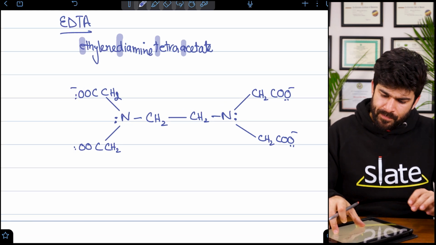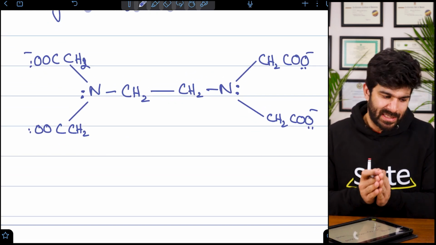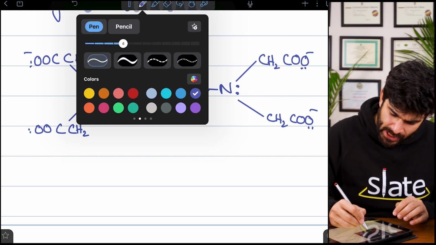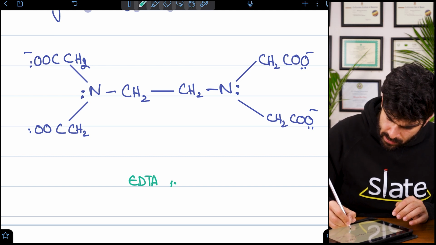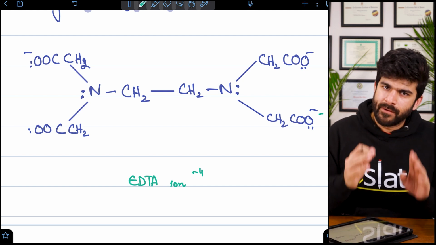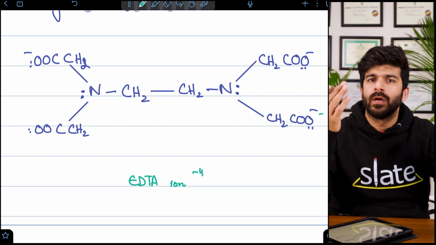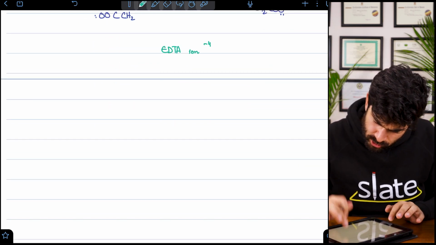Now, as you can see here, there are 6 lone pairs to be donated. That's EDTA. And it is technically an ion, EDTA with a 4- charge: 1, 2, 3, 4. But with 6 lone pairs to be donated. The structure is pretty complex. Let me show you what the structure looks like.